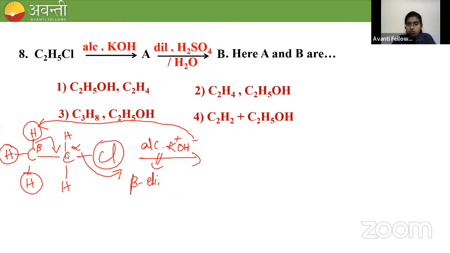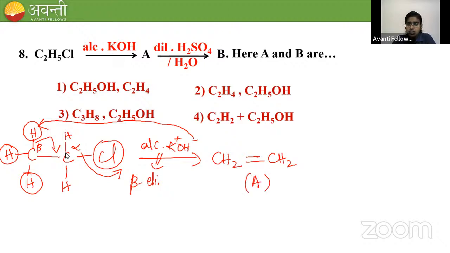Okay. So what we are getting? We are getting CH2 double bond CH2. OH minus has taken H, H2O has gone out, and KCl has also gone out. Now this is compound A.